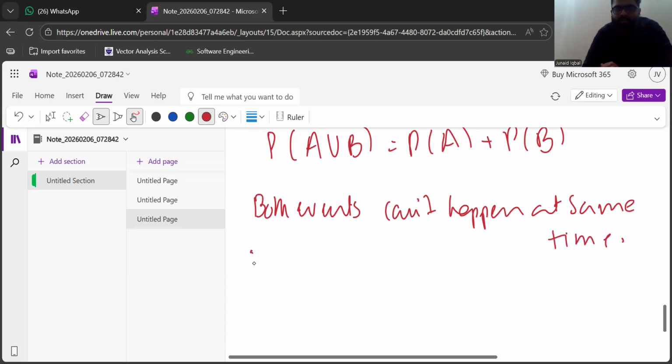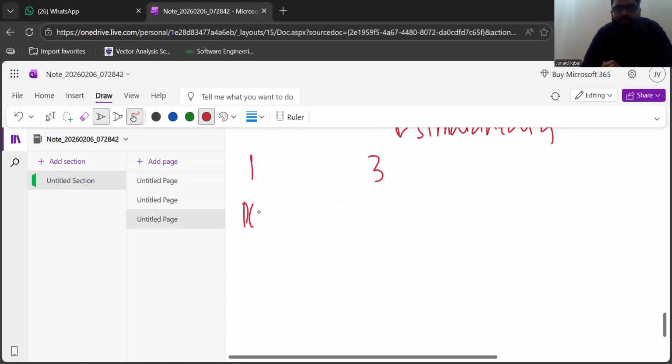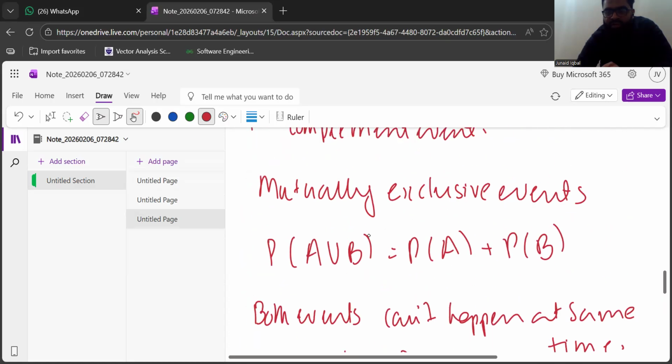So in a dice, you can't have one and three simultaneously. That is not possible. Either you will have one or you have two. So either you can have the probability of 1, which is 1 upon 6, as we have recently calculated, or the probability of 3, 1 upon 6. So they can ask, find the probability of either getting 1 or 3 in a dice. This is a case of a mutually exclusive event.